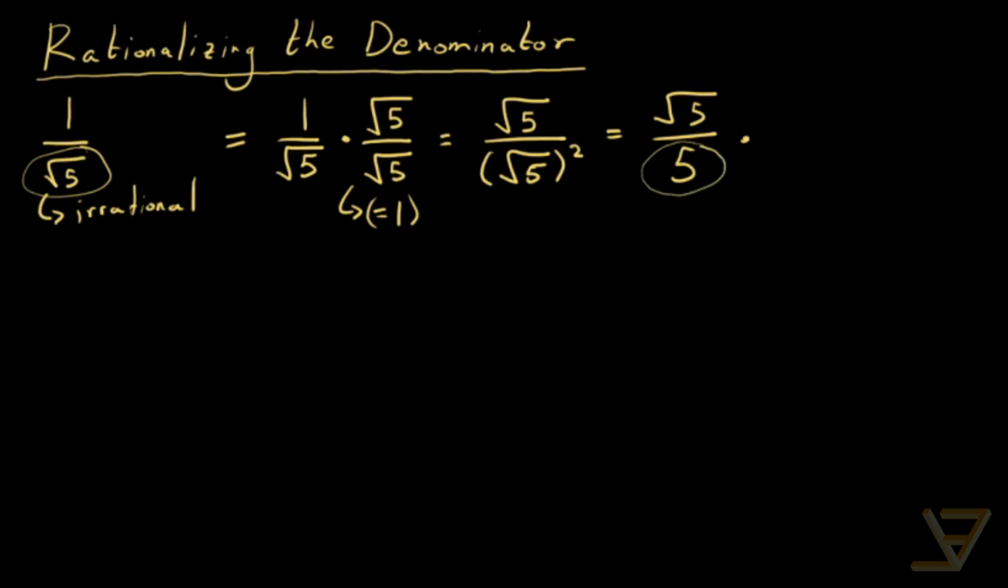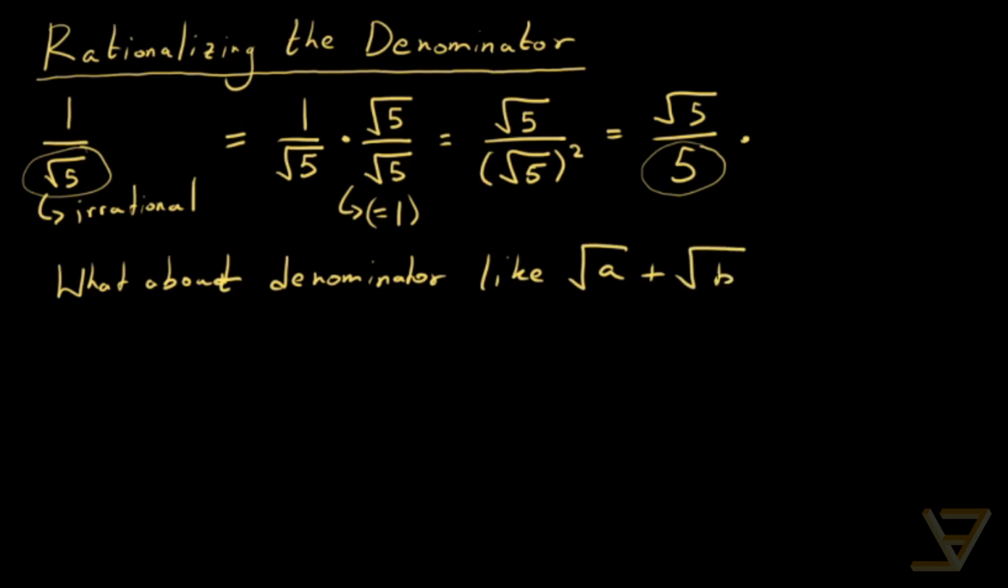Now to be clear, we can't always use this technique for any irrational number, say pi or e, but it does work with square roots. Now the next question we can consider is, what about a denominator like square root of a plus square root of b? Let's see what we can do in that case.